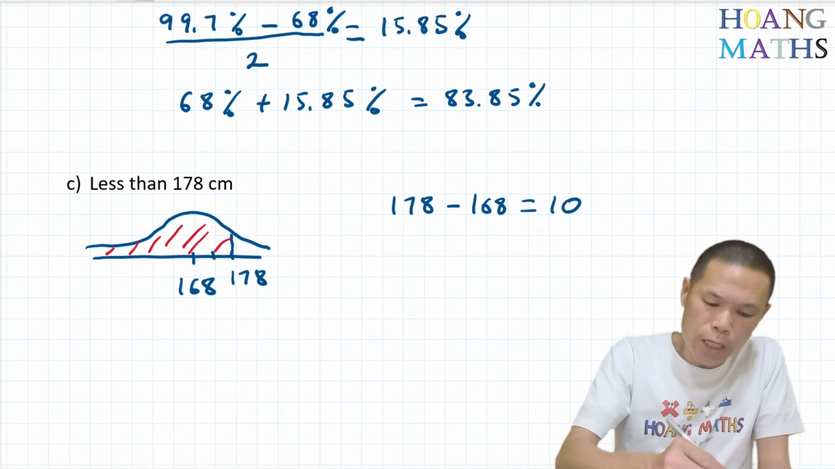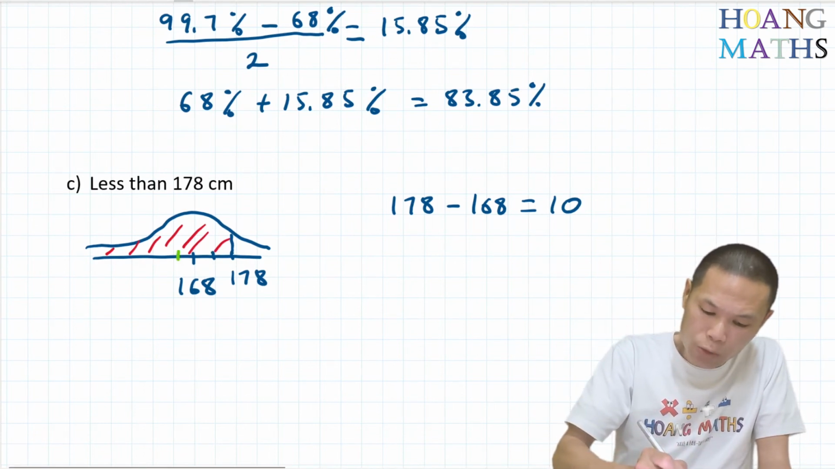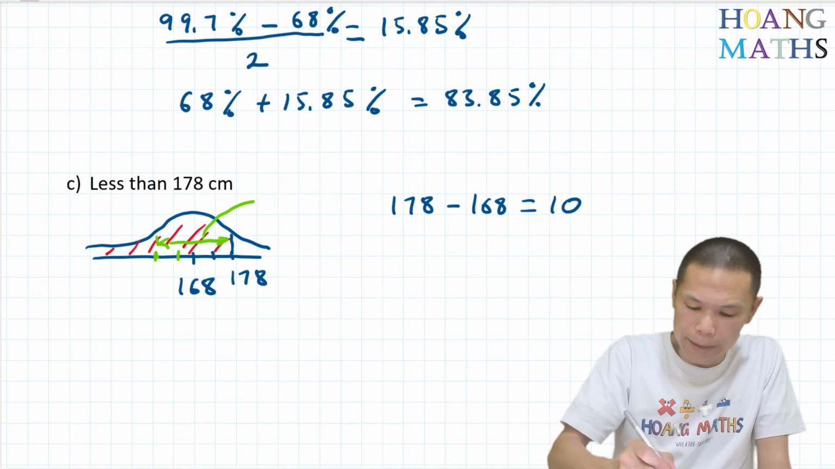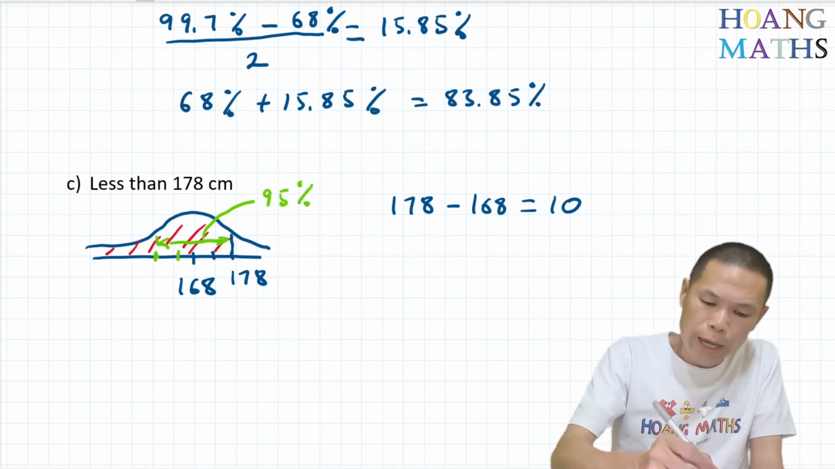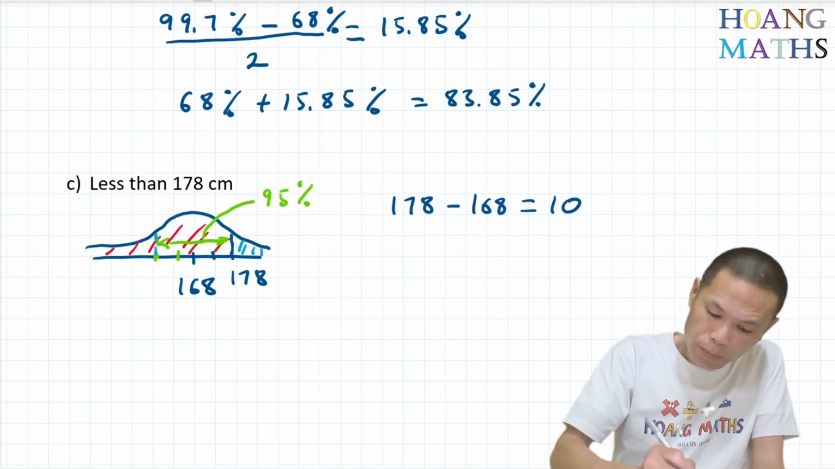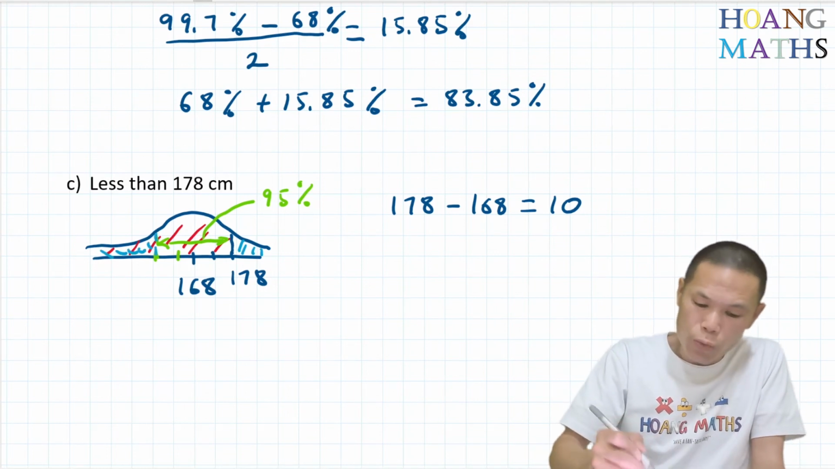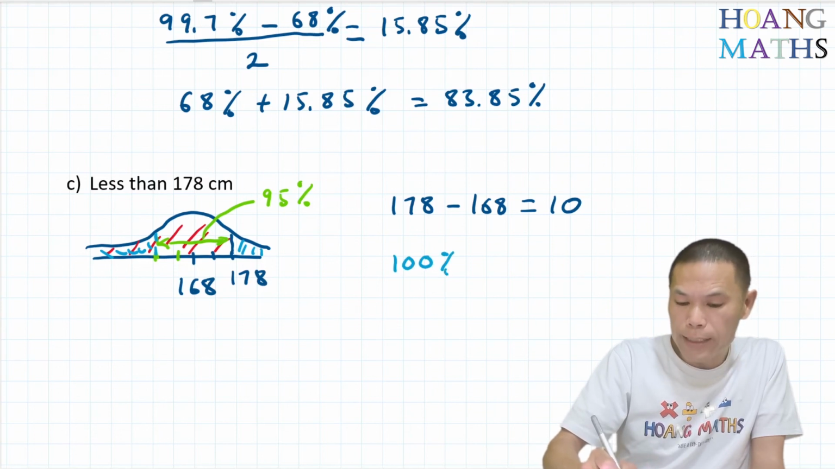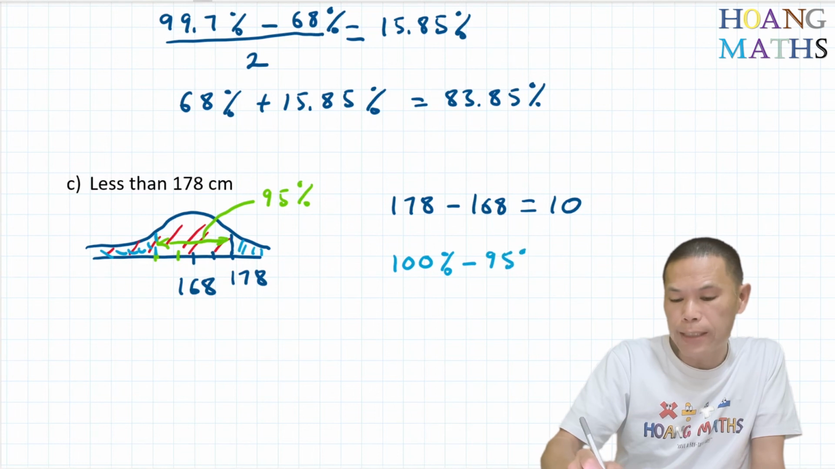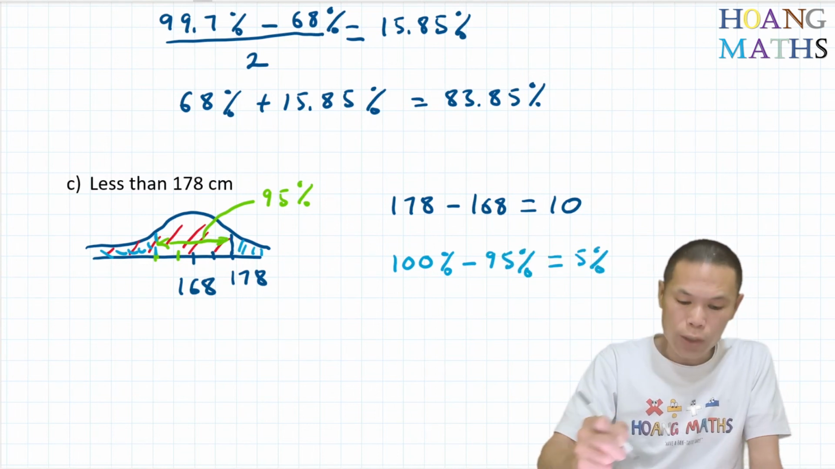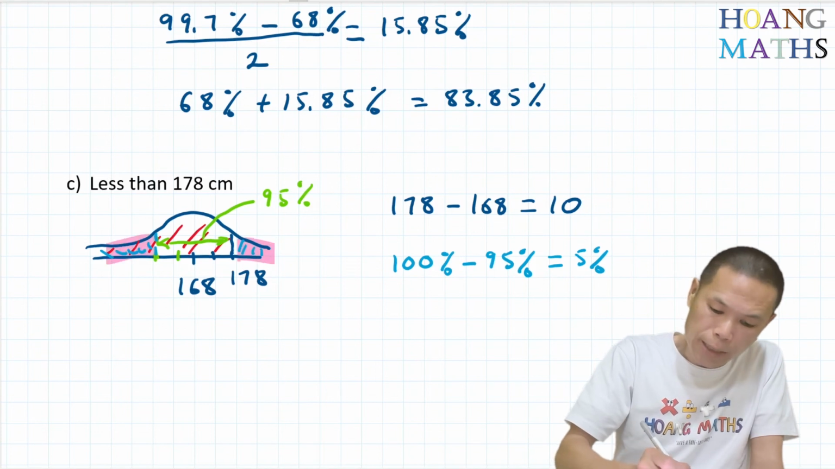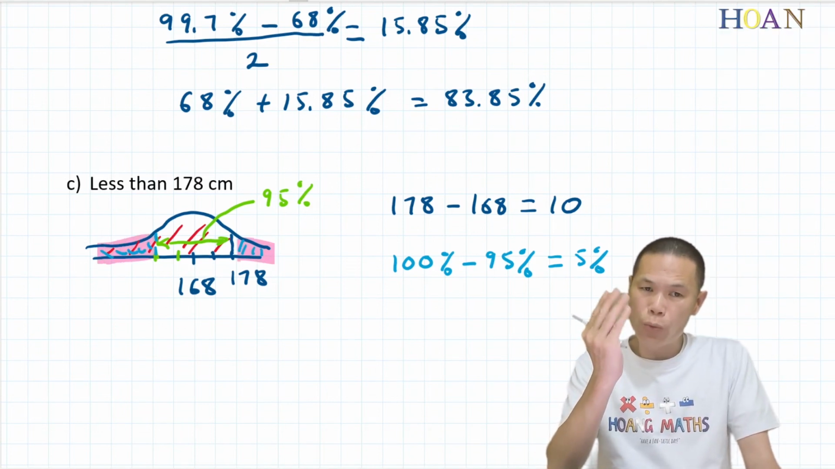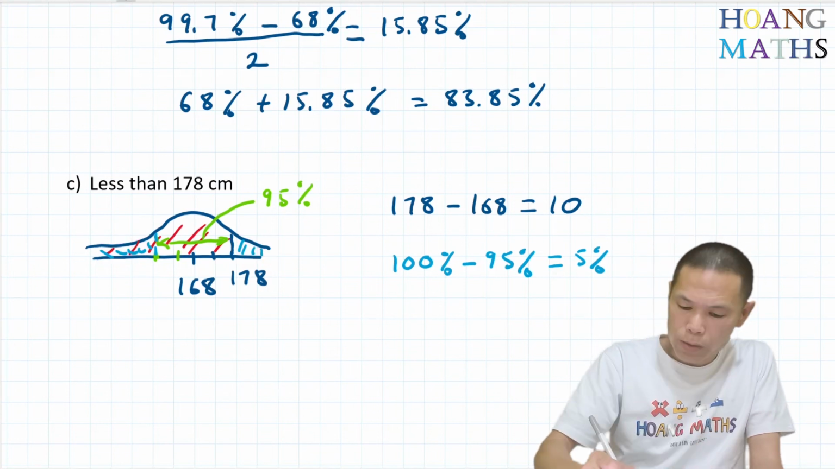But then we know that within 2 standard deviations, so 1, 2 from the mean, from here to here is actually 95%. So we can actually work out this area and this area. Of course, that's symmetrical. So we know that altogether is 100%. So we go 100% minus 95%, that gives me 5%. So that is for this and this together. But we only need to work out one of them, so we divide by 2. So 5 divided by 2.